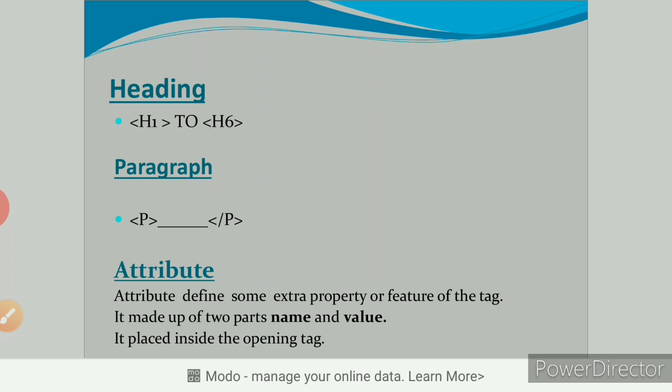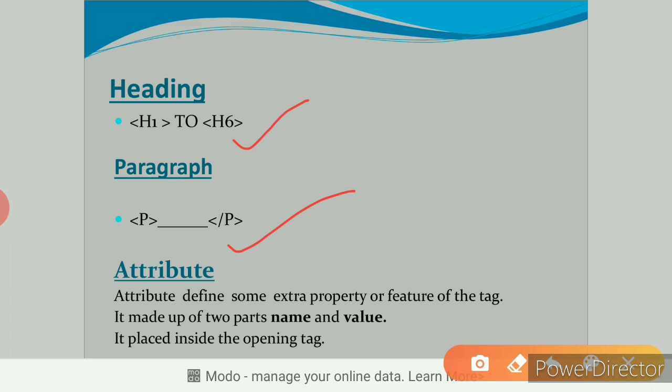The next topic is heading. What is a heading? In HTML, there are six heading tags, H1 to H6. These all are used to write headings. The H1 tag is the biggest, and it gradually becomes smaller, and it becomes very small when it reaches heading 6.